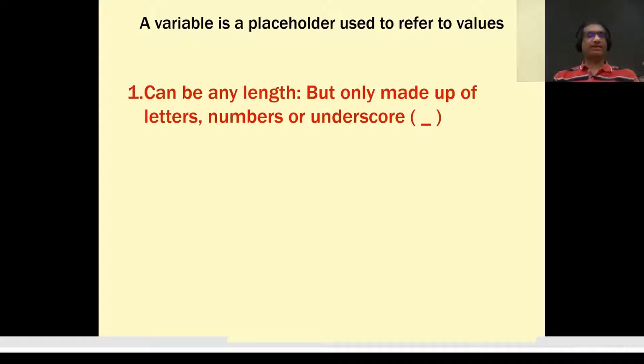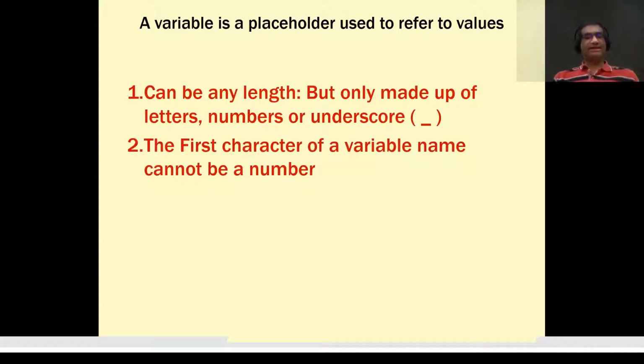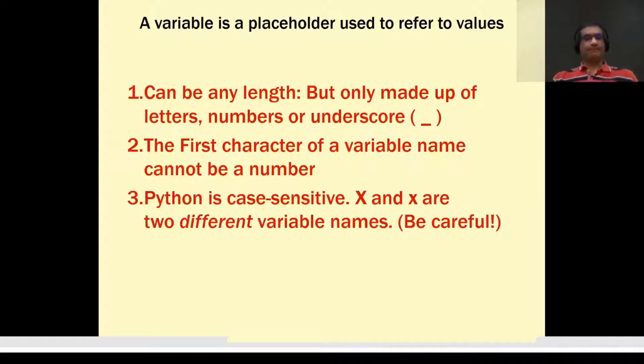It can be made up of letters A through Z, small letters or capital letters. It can have numerals 0 through 9, or it can have an underscore. With that said, the first character of a variable name cannot be a number. So it has to start either with an underscore or with A through Z.